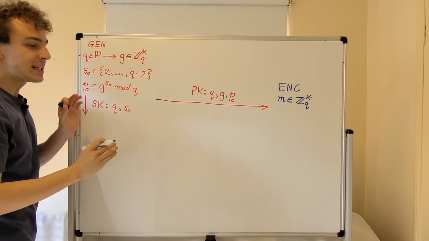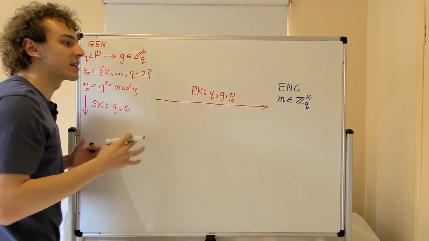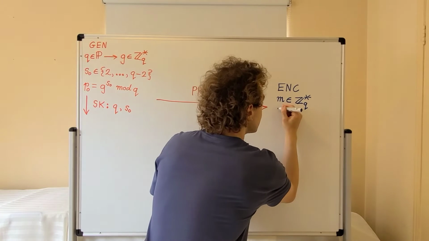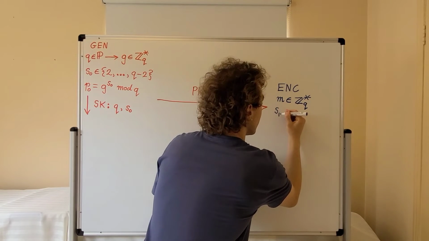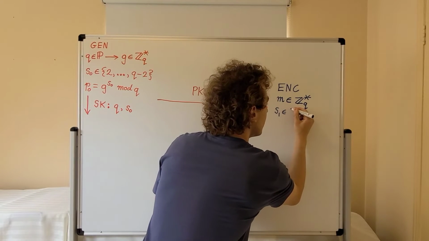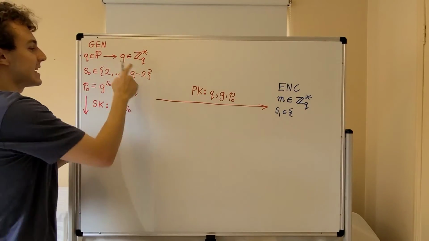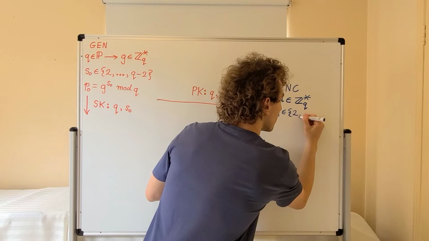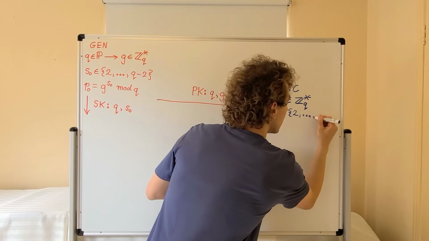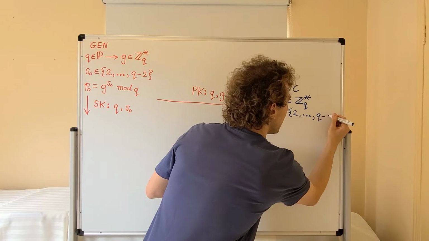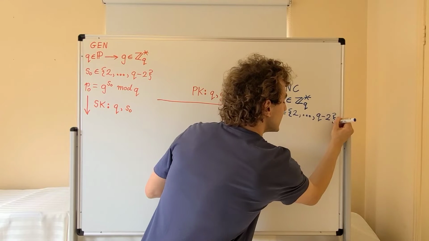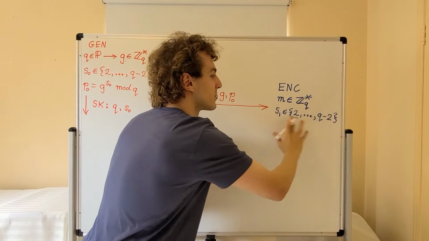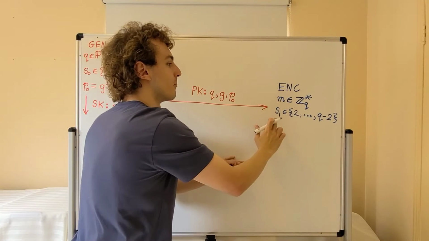We're going to pick a secret value, and then we're going to generate a public value. So let's have a look at this secret value, S1. We're going to choose S1 from this same set over here, so we have the options going from 2 all the way up to Q minus 2. This is the set of all of the possible options that we can choose our secret from.